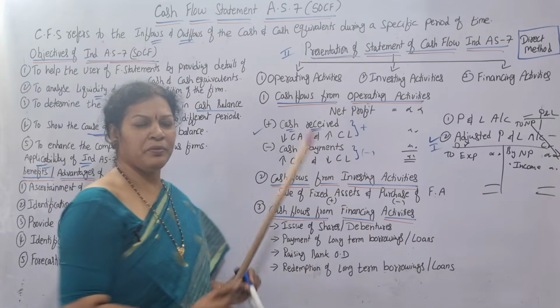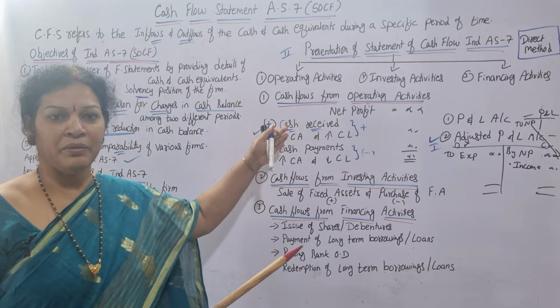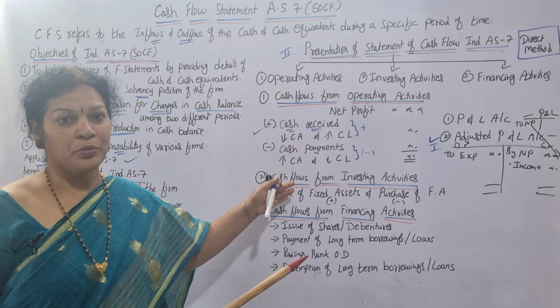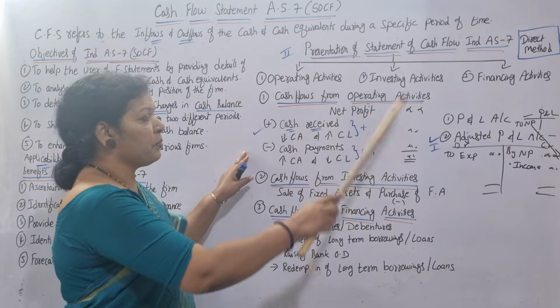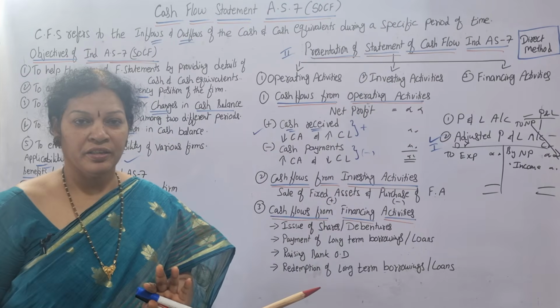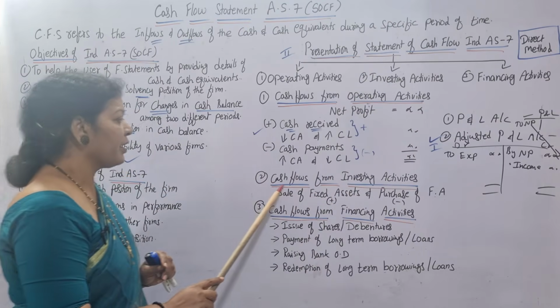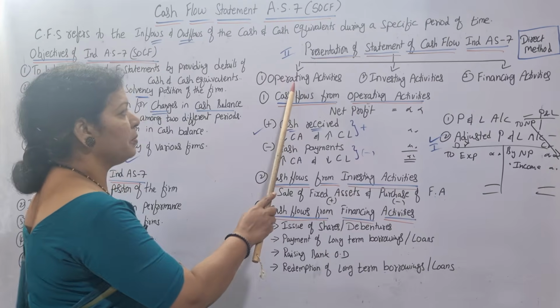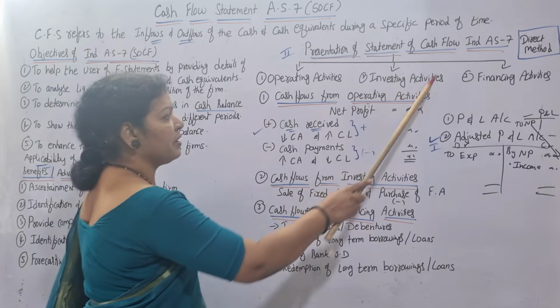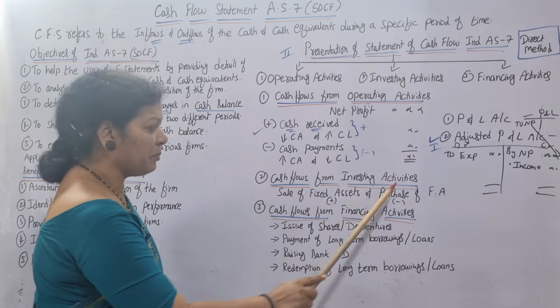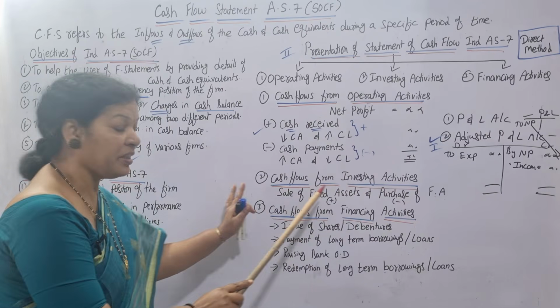Okay, operating activity, very simple. Net profit we have taken, we have added two items, deducted two items, whatever is given according to the problem. Cash flow from operating activities, clear? Now we'll talk about cash flow from investing activities: operating activities, investing activities, financing activities.